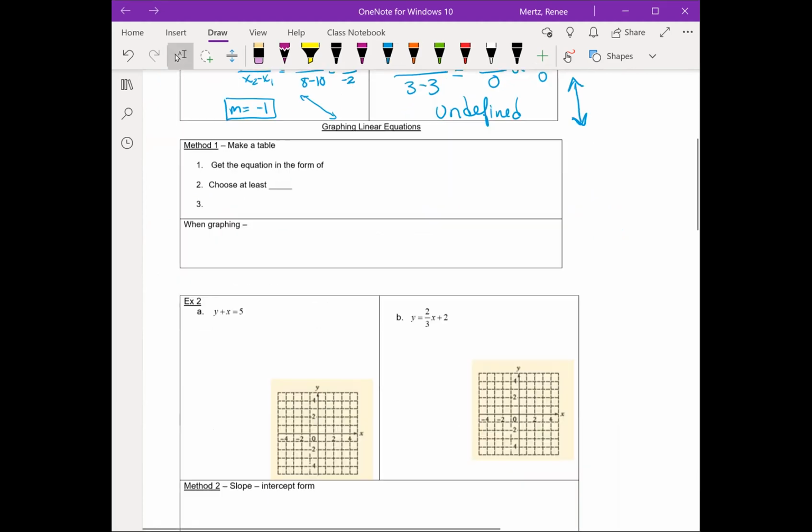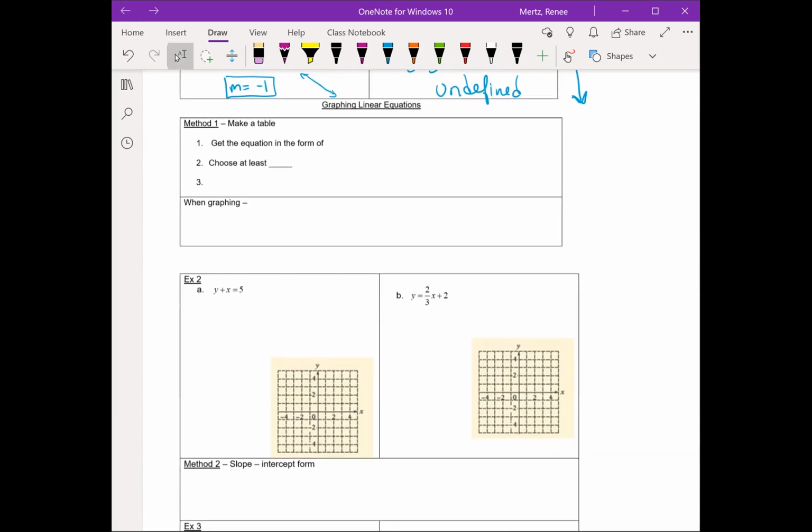So we're graphing linear functions. Now that we know how to do slope, there's two different methods that I like to do. One is making a chart, and the second one is slope-intercept form. So if you want to make a table, you want to get the line in the form of y equals mx plus b. You want to choose at least 3 values if it works.